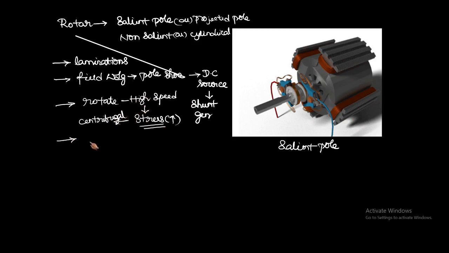This can be used only for speeds from 50 rpm to 1000 rpm. That is the maximum range we can use for the salient pole rotors.